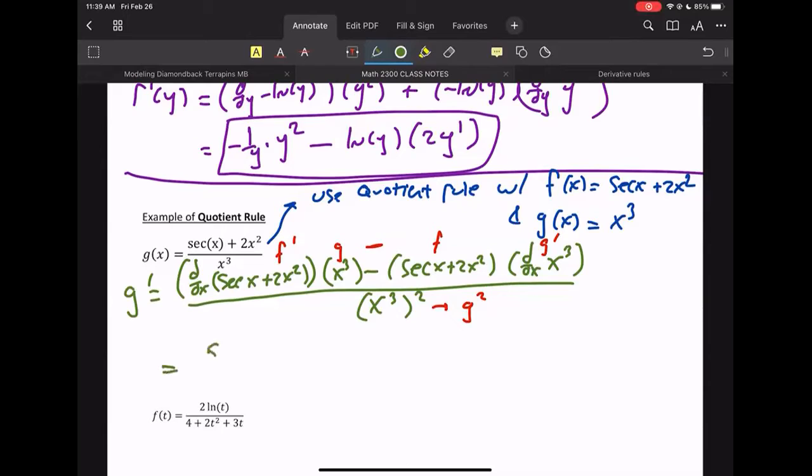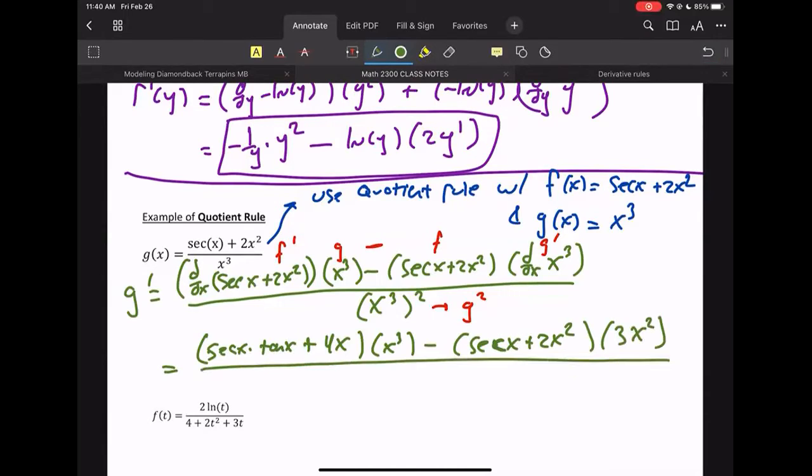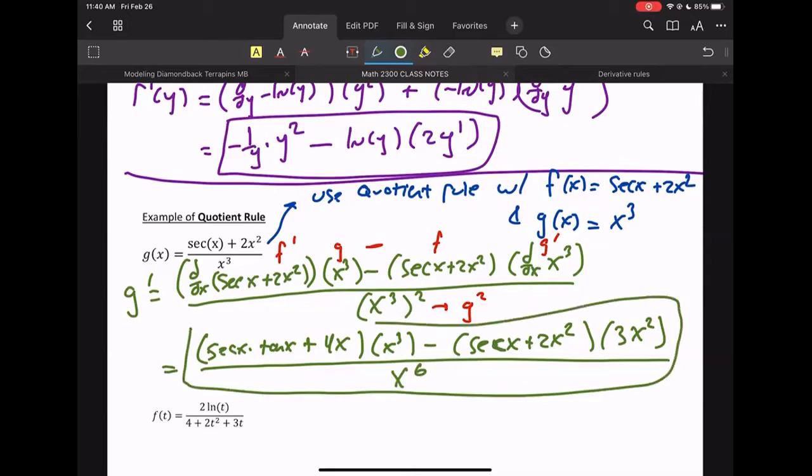So secant becomes secant tangent. That's kind of sloppy. Let me try to make that a little better. And then 2x squared is a power rule, so that just becomes 4x. Hopefully that's okay. Let me know if that's not. Second part stays the same. And then the first part stays the same. And then the power rule on x cubed is just 3x squared. We might as well square the bottom out. So when you raise a power to a power, you multiply the powers. Not necessary that you do that, but easy enough to do.